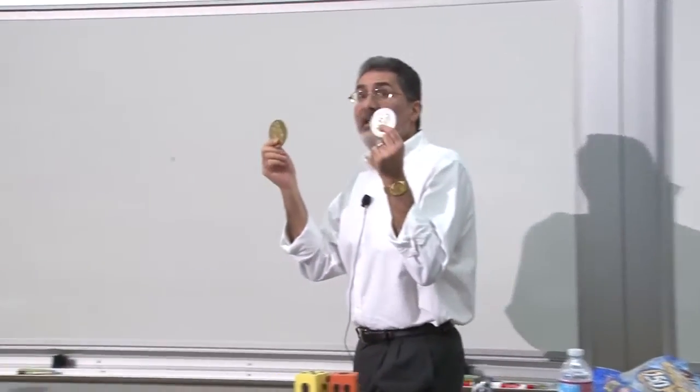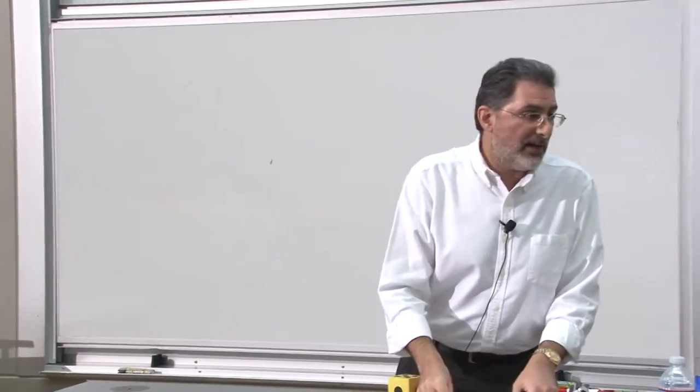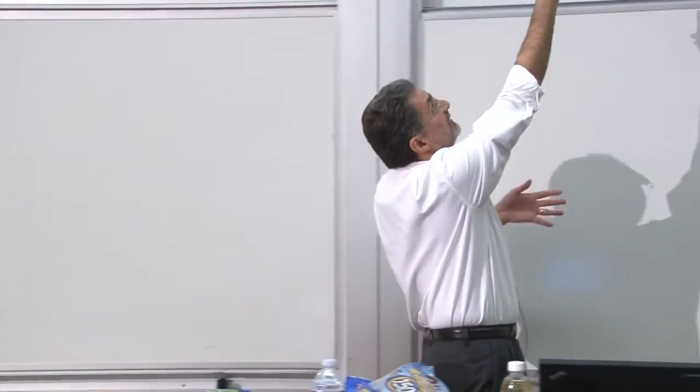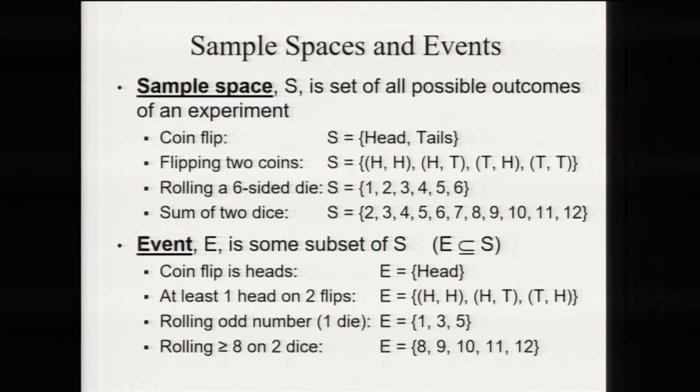If I flip 2 coins and I say I care about getting at least 1 head, then I consider all the possibilities where there's at least 1 head. Namely, I could get 2 heads, I could get a head and a tail with the heads on the gold coin or on the silver coin, or I could get a tail and a head where the tail is on the gold coin and the head is on the silver coin. But tails, tails is not a possibility that satisfies the events I care about. If I care about rolling an odd number, it's the numbers 1, 3, and 5. If I care about rolling a number greater than 8, it's just 8 through 12 on the 2 dice. So that's our event space.